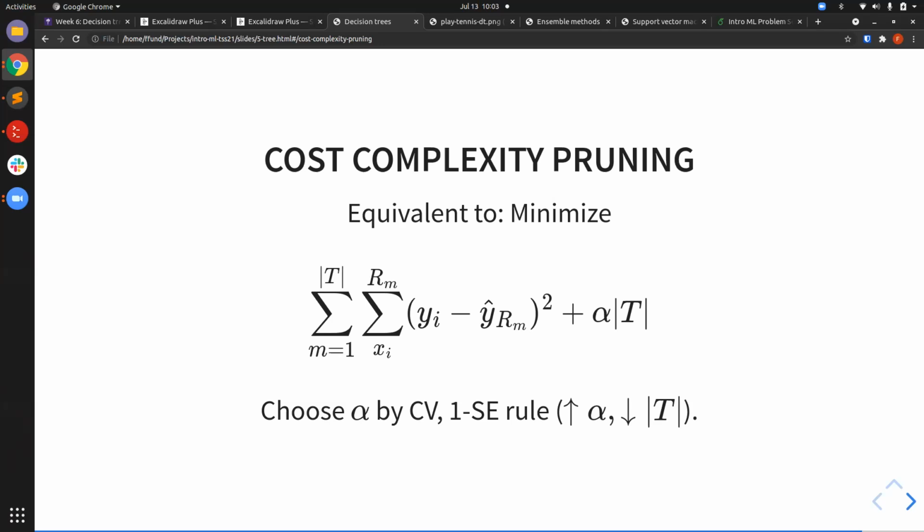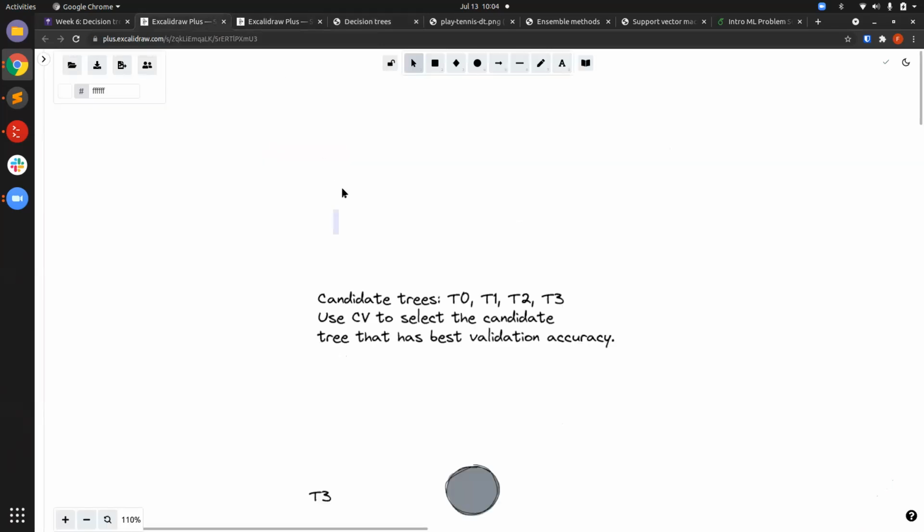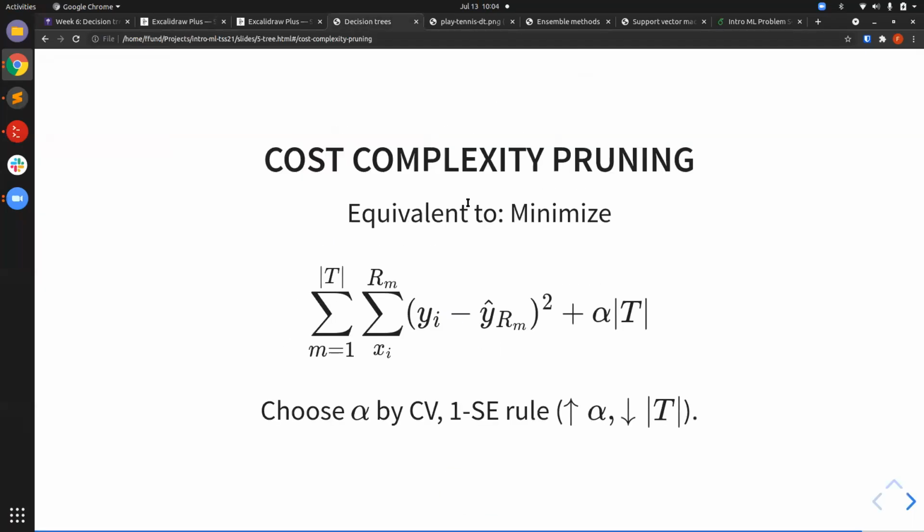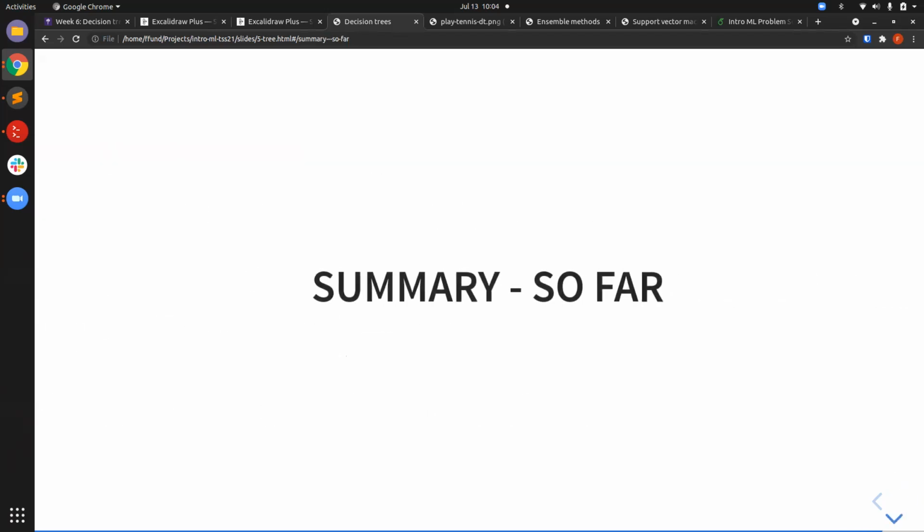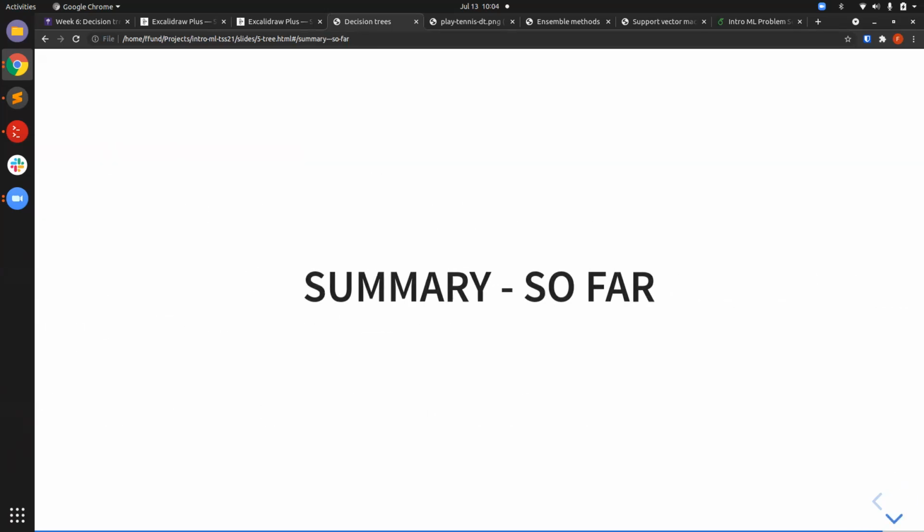Here we know the tree size or the tree depth determines my bias and variance trade-off. So placing a penalty on the tree size and optimizing with that penalty in place will reduce the variance by reducing the tree size. Sorry, this is the tree size, not the depth. Okay. So this pruning process actually ends up being the same thing as optimizing this expression, which is a loss function plus a penalty for the tree size. Okay, so that's what we've learned for decision trees so far.